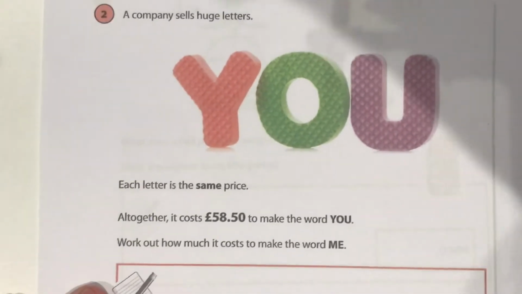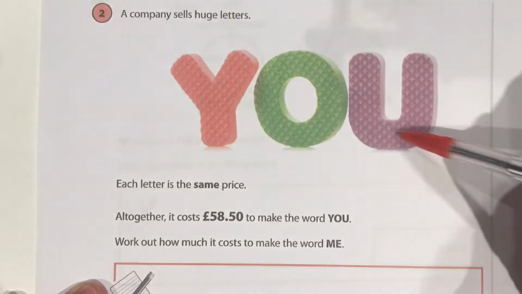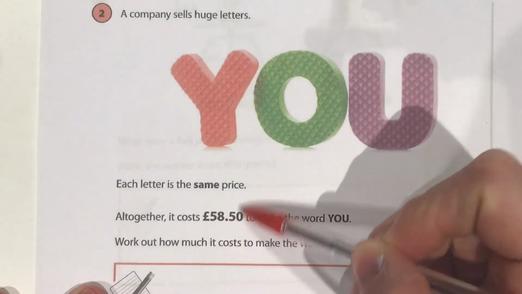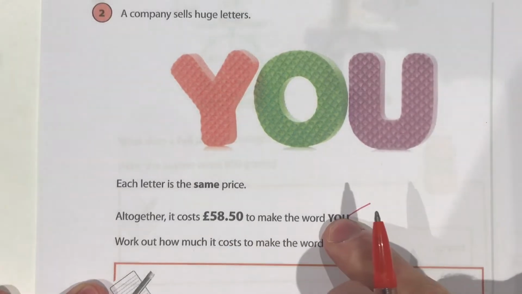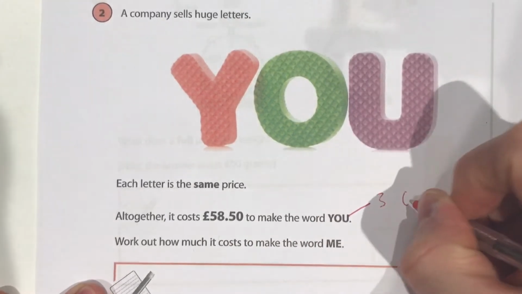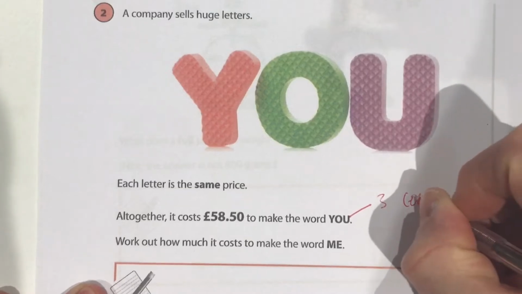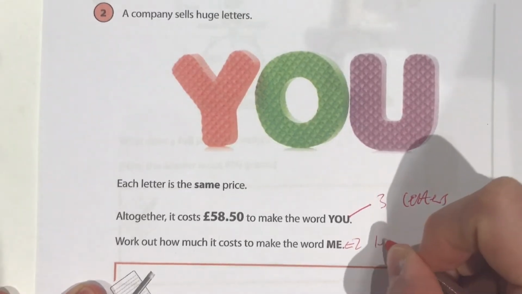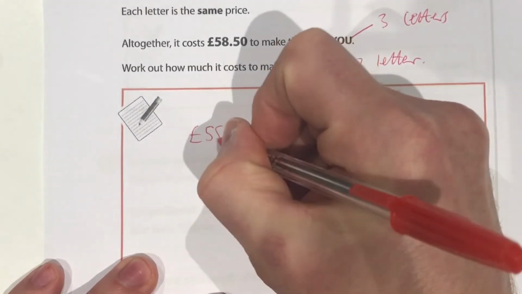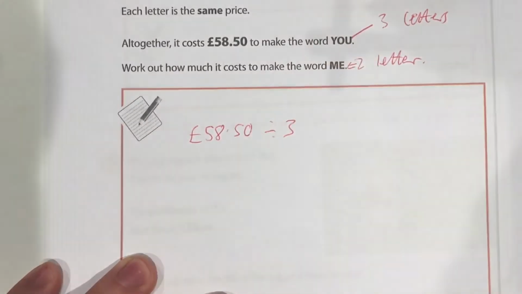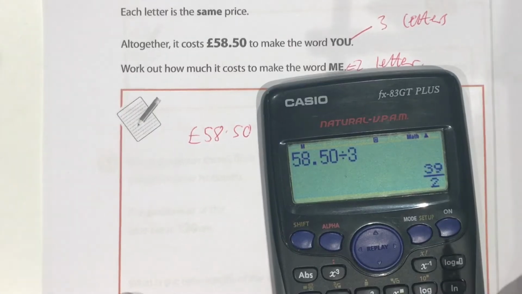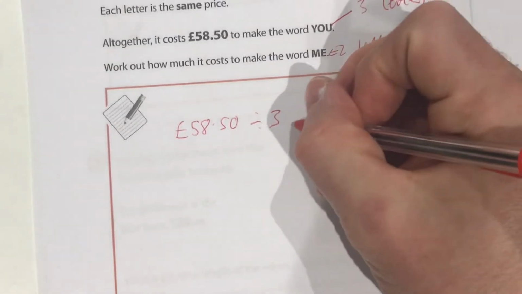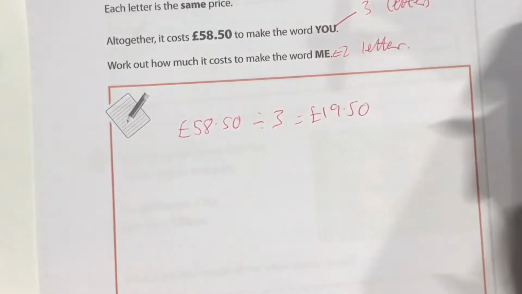Okay, so for this one, if each letter is the same price, we know it doesn't really matter which letter it is. All 3 of them cost £58.50, 3 letters. Make a note of that there. So we now want to find out the cost of 2 letters. Well, because we know they're all identical in price, we can start by doing £58.50 divided by 3, which gives me an answer of 19.5. So that's £19.50. Get 1 mark for that.